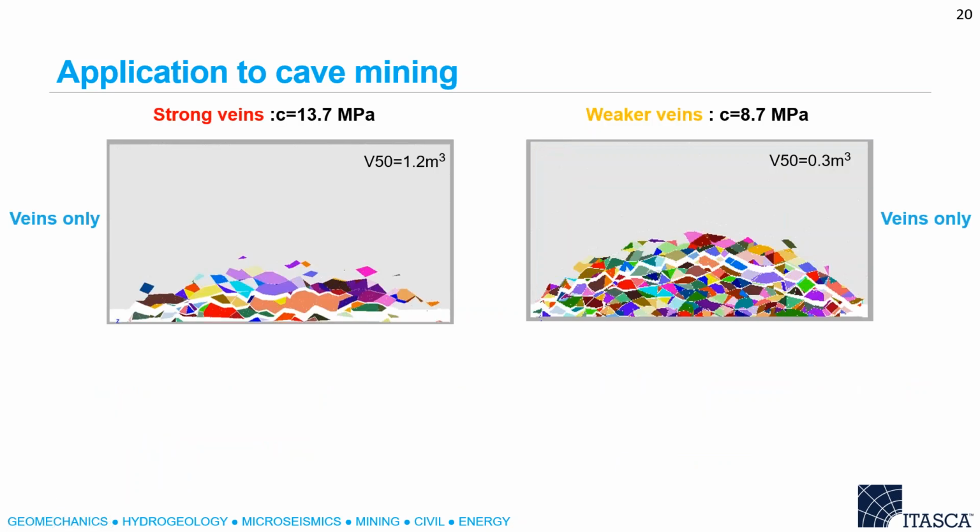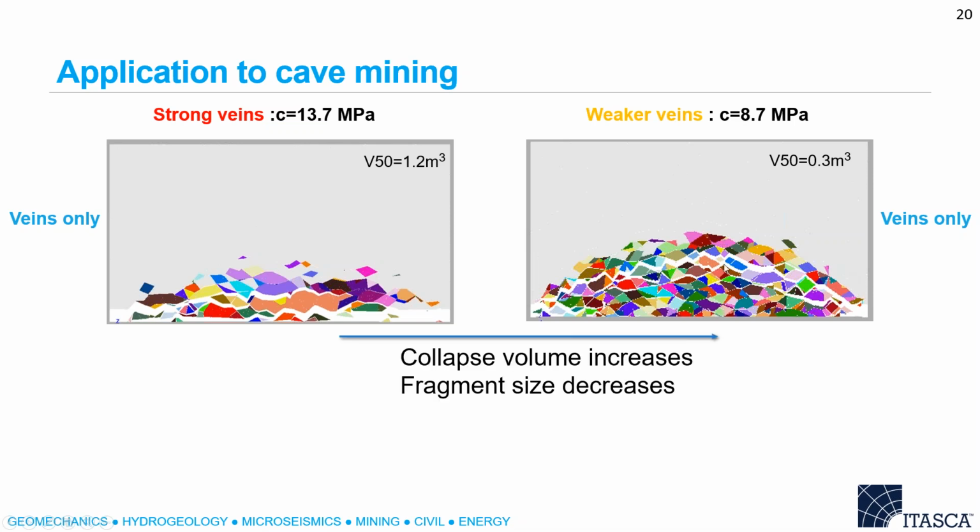So first, if we don't have an initial large-scale fracture in the model, we only have veins. What is the effect of the strength of those veins? So the C is the cohesion. When the strength diminishes, we have naturally more fragments, but we also have a decrease in the fragment size.